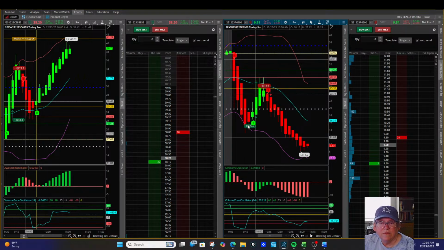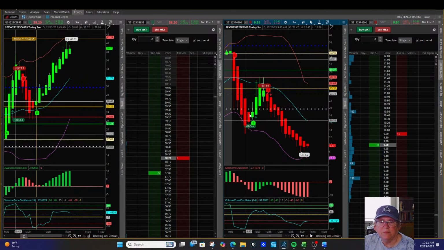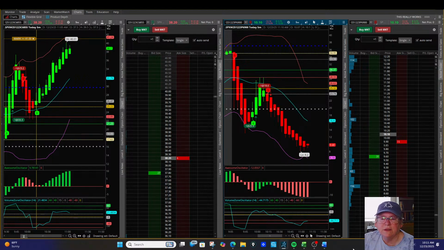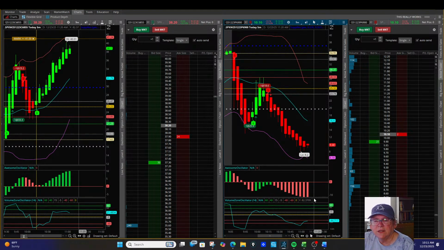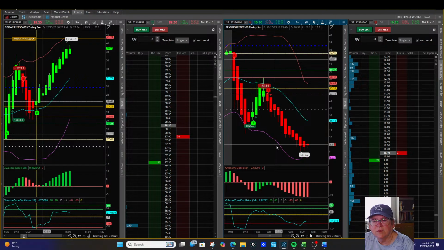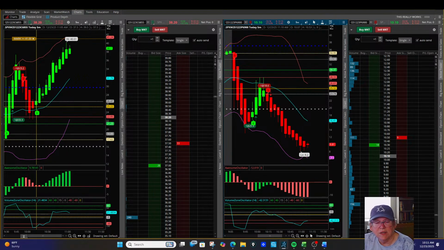And just looking at the puts here, it just looks bearish, like I don't want to have anything to do with that. But when it touches this lower Bollinger Band, that's when things kind of change. So we're just watching for these things to happen.